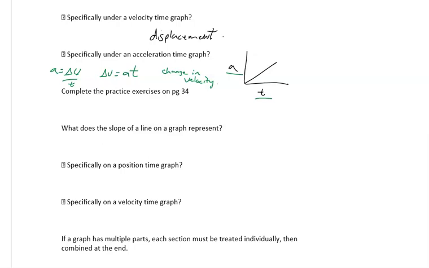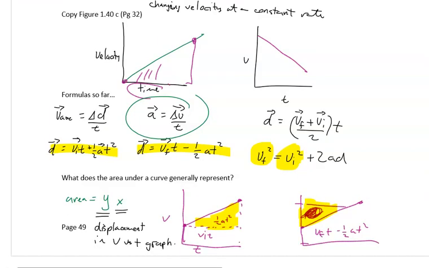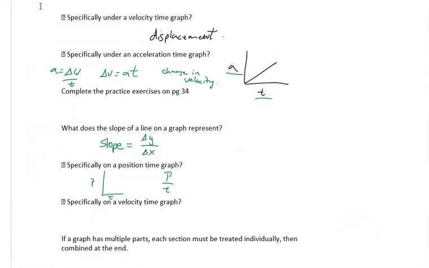What does the slope of a line represent? Well, usually it is the change in y over the change in x. That would be the slope formula, so whatever you got on the y divided by whatever you got in the x. So if we take a look at a position-time graph, that would be position divided by time. Well, what is the position divided by time? That is the change in displacement over time. That is your velocity, which is equal to the change in position, displacement, over time.